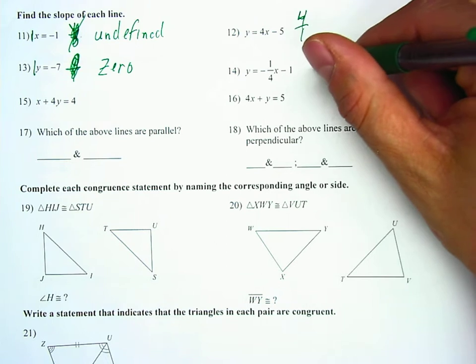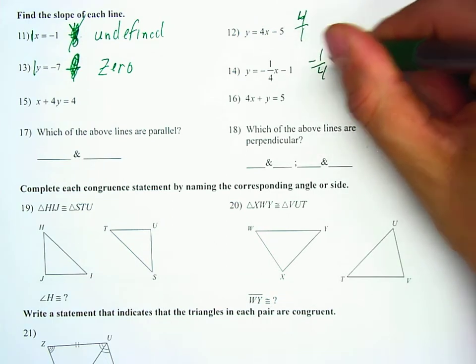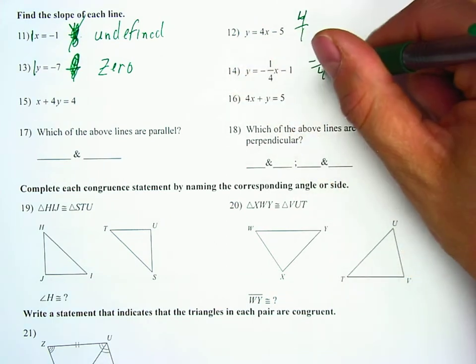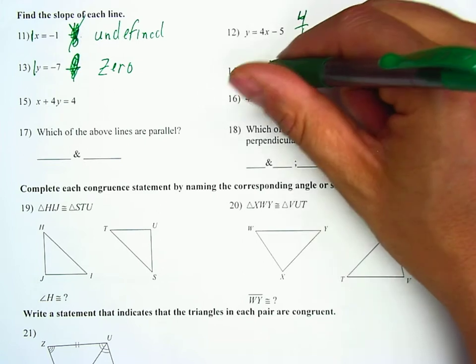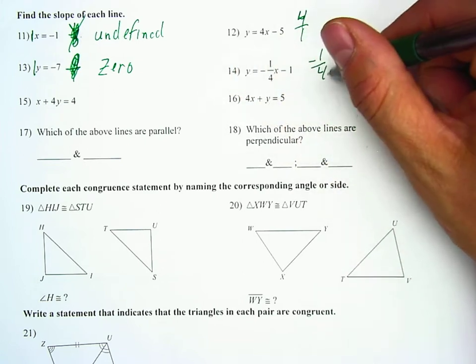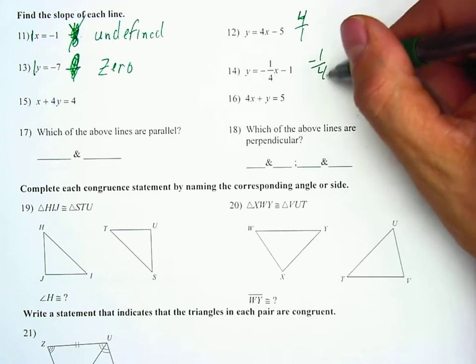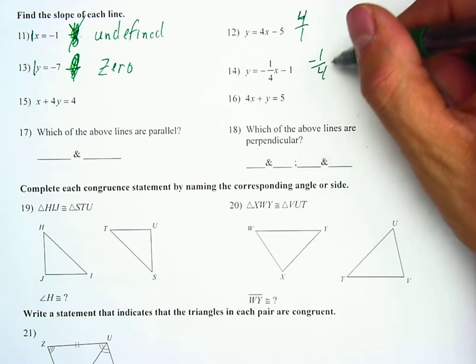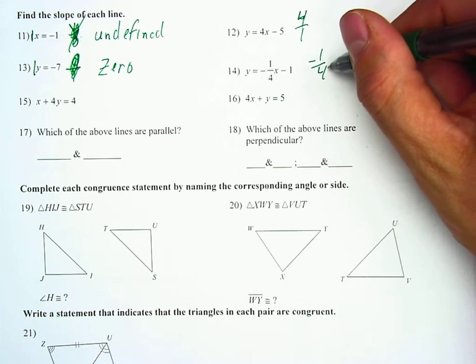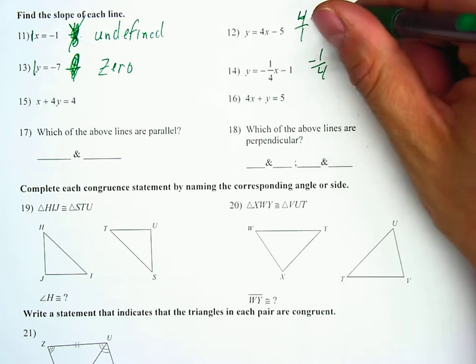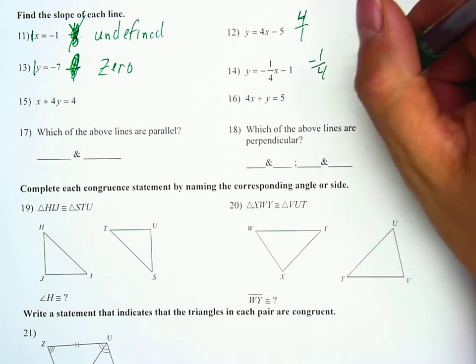Here, the coefficient of x is negative 1/4, and the coefficient of y is 1. So negative 1/4 divided by 1 is negative 1/4. I don't write the divide by 1 here because when you divide by 1, it keeps the number the same. And it's not useful to write it that way if it's a fraction already. Here, it's kind of useful because slope is rise over run.